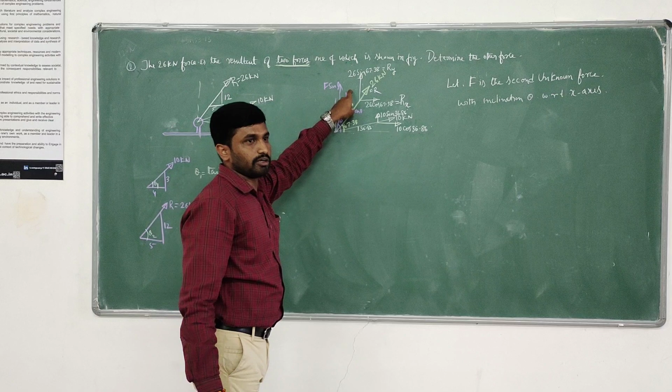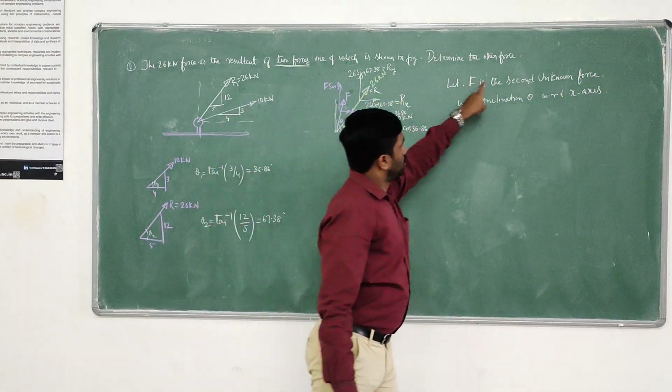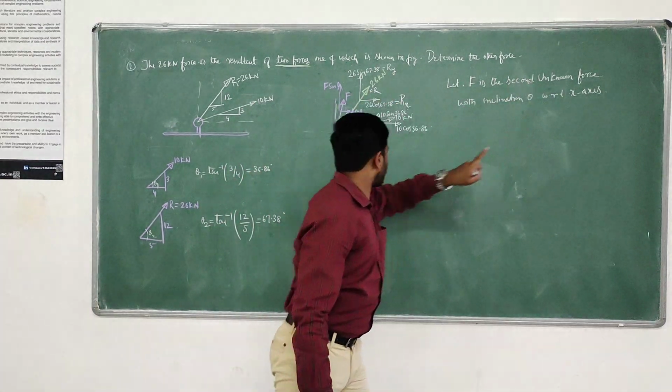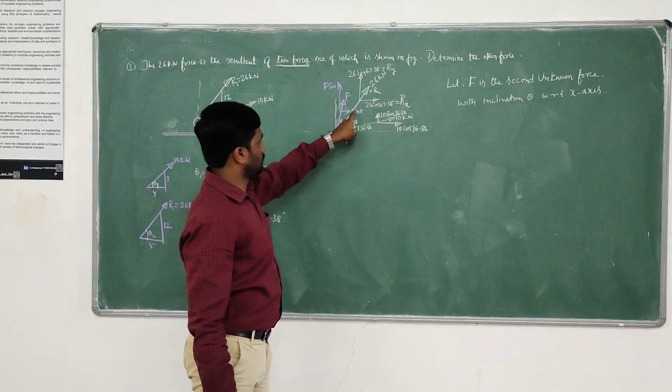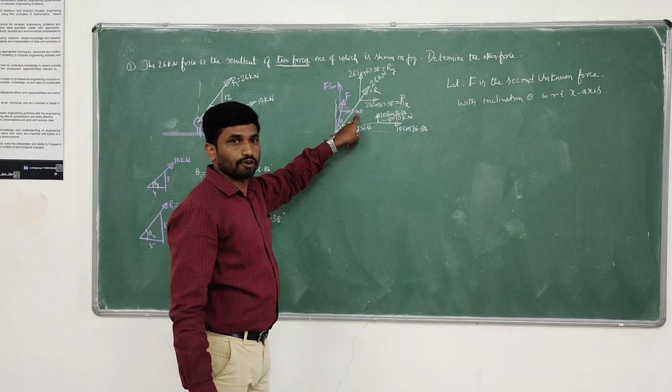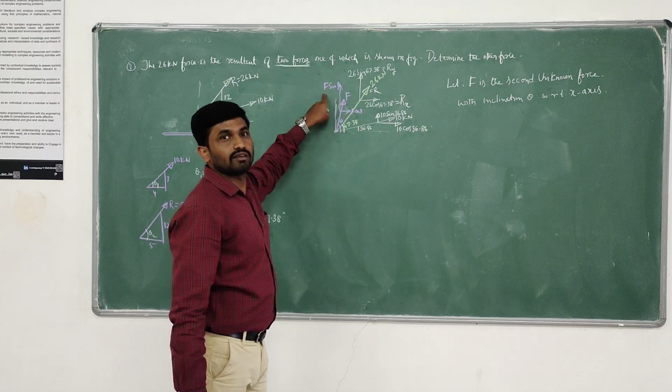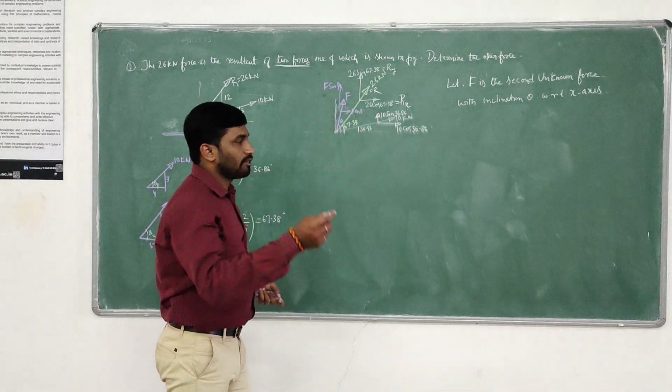We have assumed the unknown force with an inclination of theta with respect to the x axis. Because of this inclination, the x component is F cos theta and the vertical component is F sin theta. Now I will apply the concept.